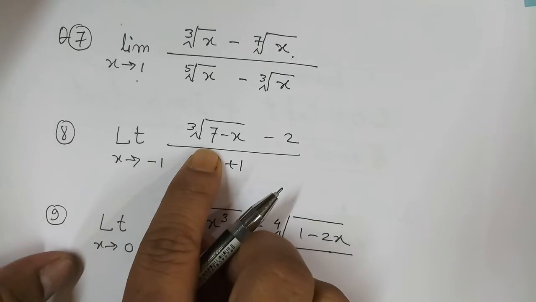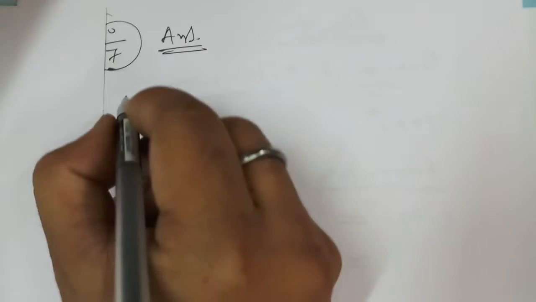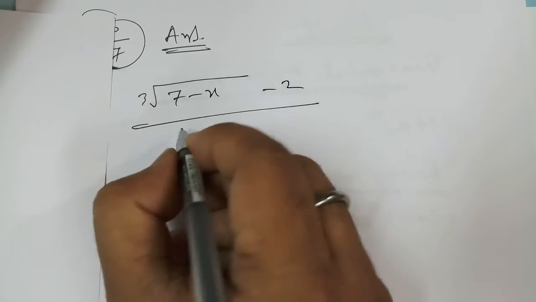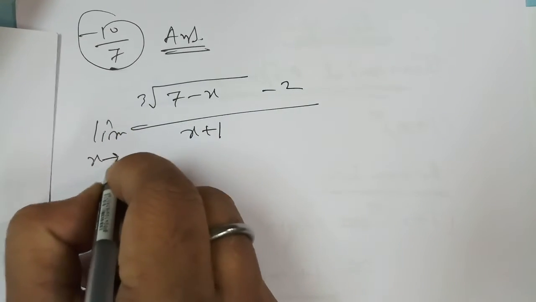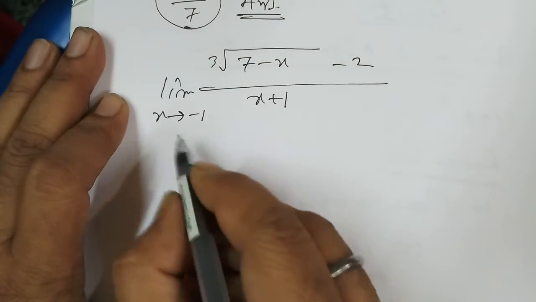Now let's solve question number 8. Limit as x tends to -1 of (cube root of (7 - x) - 2) upon (x + 1). This is also solved in the same way, using the BT method.